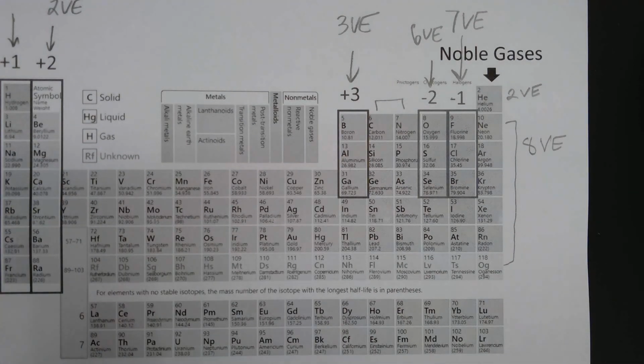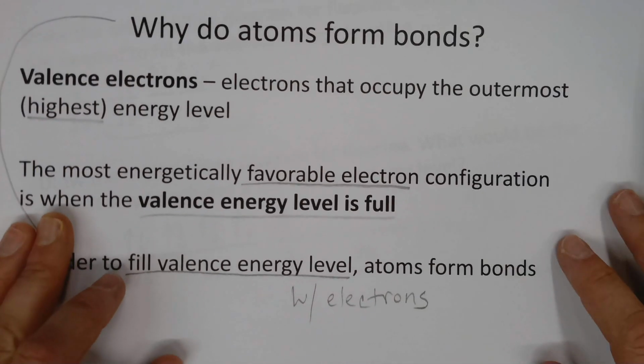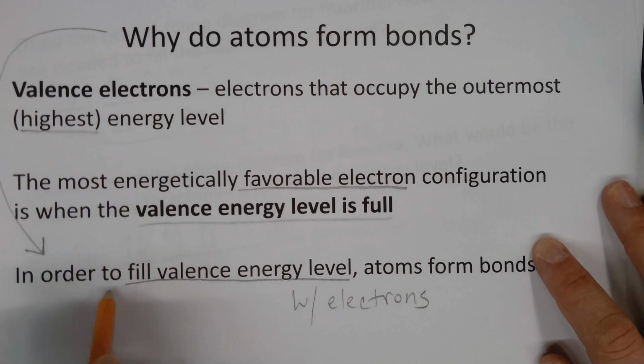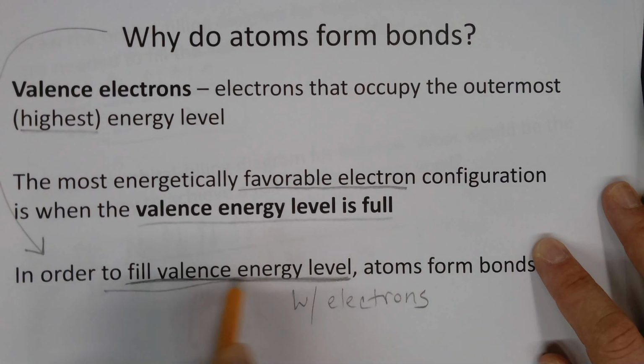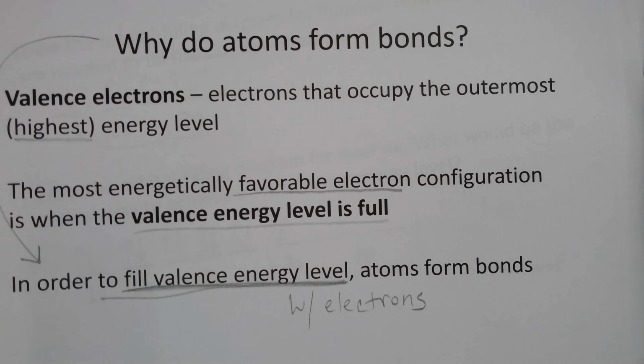Okay, that's where I'm going to stop. This was just supposed to be an introduction to chemical bonding. The thing that I wanted you to get out of this is this concept right here. Why do atoms form bonds? To fill their valence shells or valence energy levels with electrons.